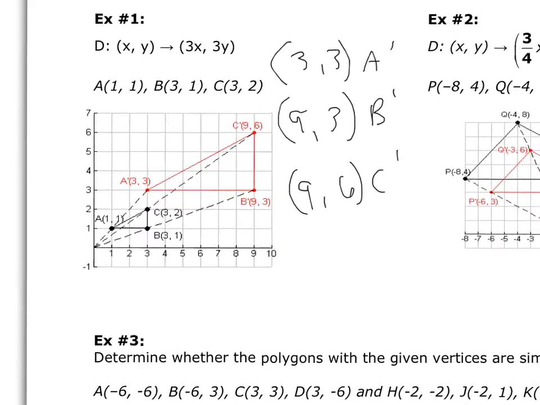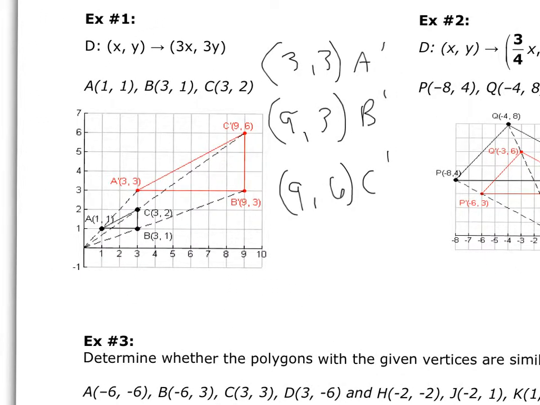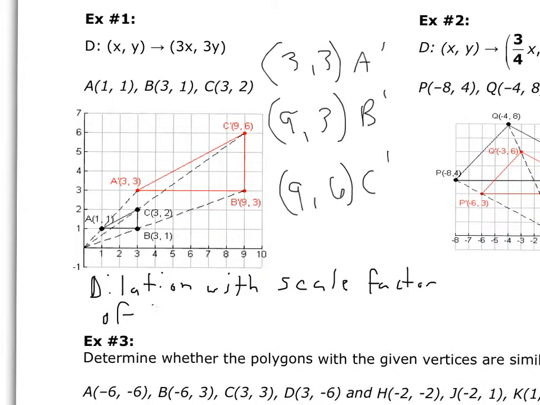So if we wanted to describe the dilation going on, we would simply say it's a dilation with scale factor of 3 centered at (0, 0). All we did was multiply each of your x and your y by 3, and we can see plainly that it's a dilation with a scale factor of 3. Okay, let's try another one.